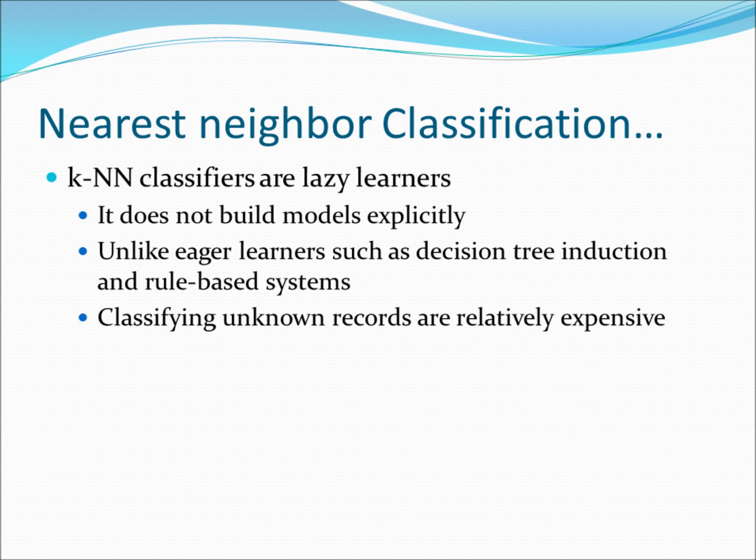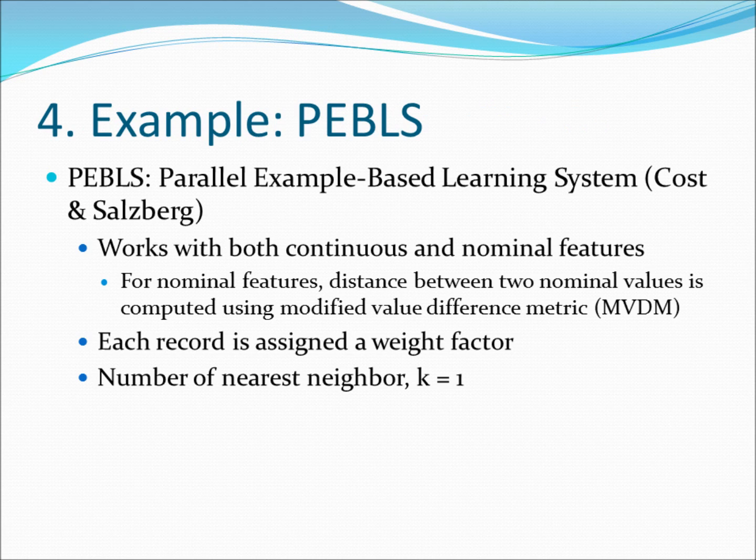So here, in the nearest neighbor classifier, classifying a new record is relatively expensive because you have to calculate the distance to everything. Okay, now let's look at some alternatives. One is called parallel example.